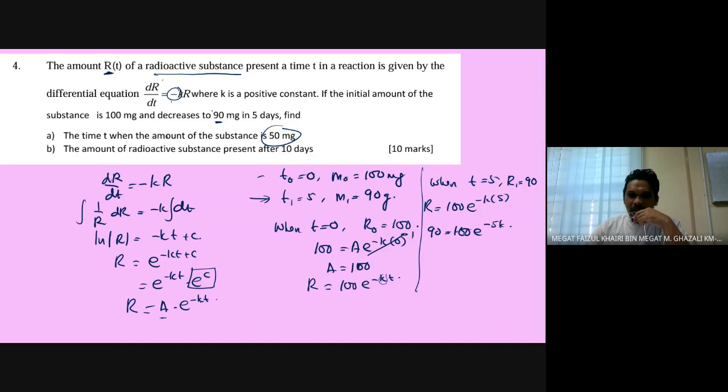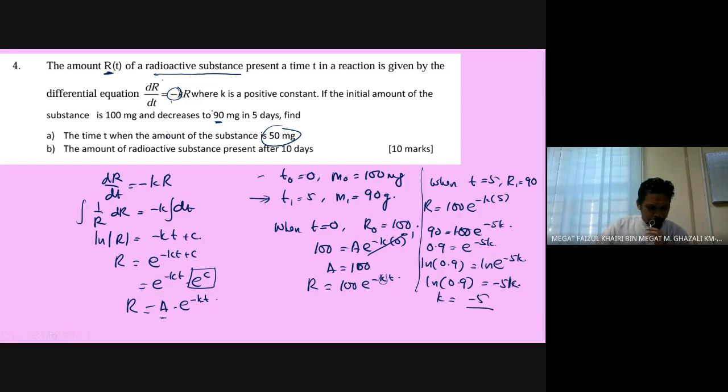So 90 divided by 100 is 0.9 equal to e power negative 5k. So natural log of 0.9 equal to natural log of e power of negative 5k. So then what do we get? Natural log of 0.9 equal to negative 5k. So then k equal to negative 5 divided by natural log of 0.9.